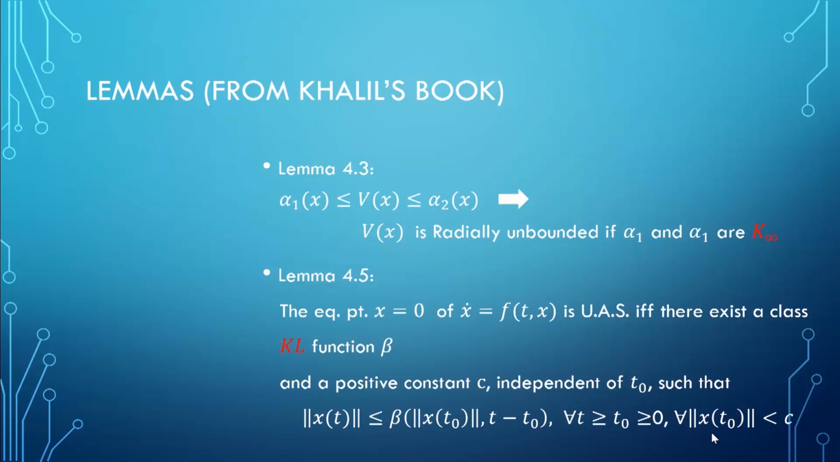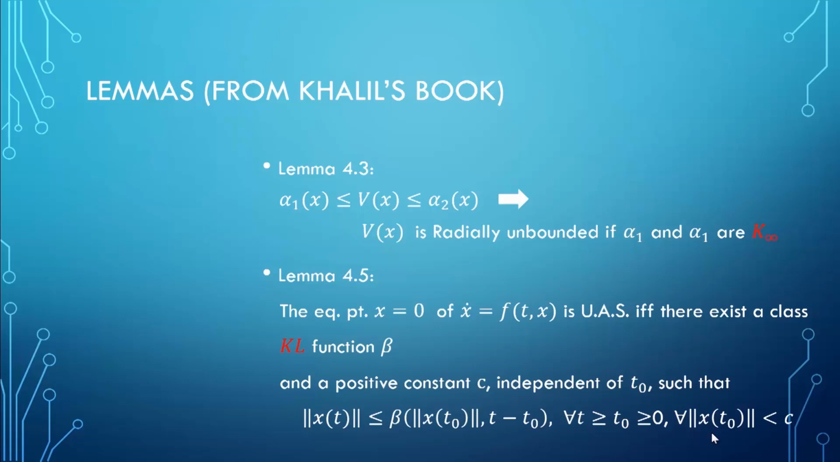So what can you do with class K functions, or what can class KL functions help you with in system analysis? Okay, so first, let's do lemmas. The first lemma is that V is said to be radially unbounded if both alpha 1 and alpha 2 are K infinity functions. Means it's strictly increasing and goes to infinity as x goes to infinity. Okay. Now Lemma 4.5 says a nonlinear non-autonomous system is said to be uniformly asymptotically stable if there exists a KL function beta that upper bounds the norm of the states. Then we say it is uniformly asymptotically stable because it converges to 0, right?